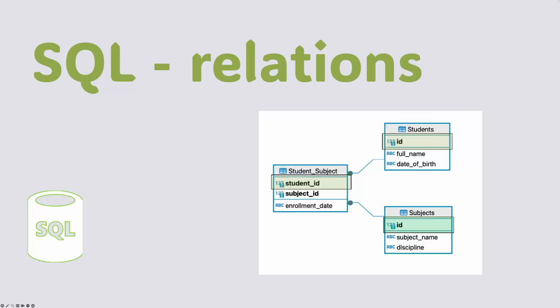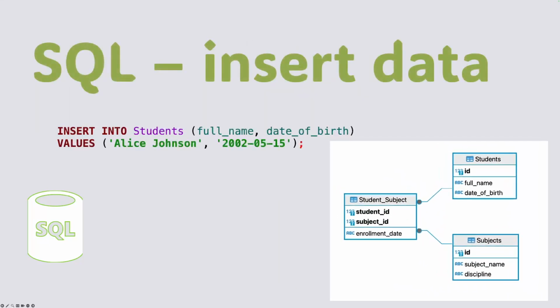Then we have a second table called subjects, where we have an ID as well, which is a primary key and serves the same function as the ID in the students table. And this one is also connected through the subject ID into the student subject table. And all of this allows us to run a query that can lead us to know which students have enrolled in which subjects. Now let's move on, let's insert some data.